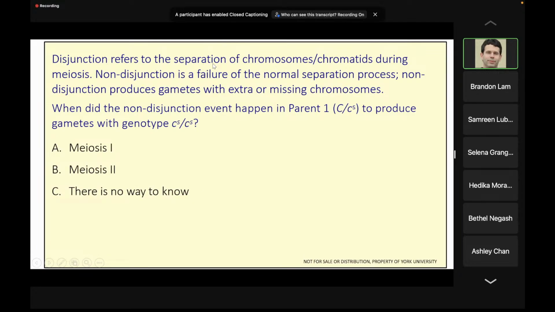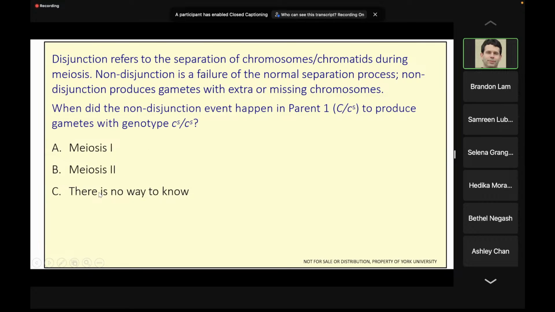Disjunction refers to the separation of chromosomes and chromatids during meiosis. Non-disjunction is the failure of the normal separation process. Non-disjunction produces gametes with extra or missing chromosomes. So when did the non-disjunction event happen in parent one to produce gametes with the genotype CSCS?